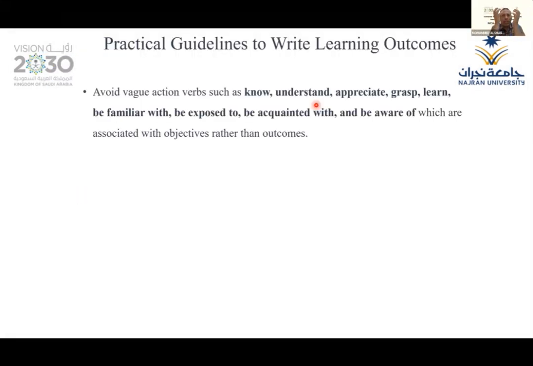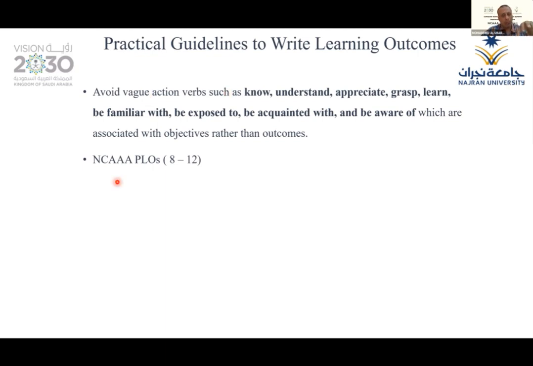Understand could mean understand to the level that you can explain. You can understand to the level that you can apply. Understand to the level of analyze, understand to the level of design. So it's not clear. Understand to which level? Similarly, know: I want my students to know these things, but to which level? It's not clear. Appreciate, grasp, learn, be familiar with. We found it: be familiar with. Okay, to which level? So these vague action verbs should not be used in our learning outcomes.